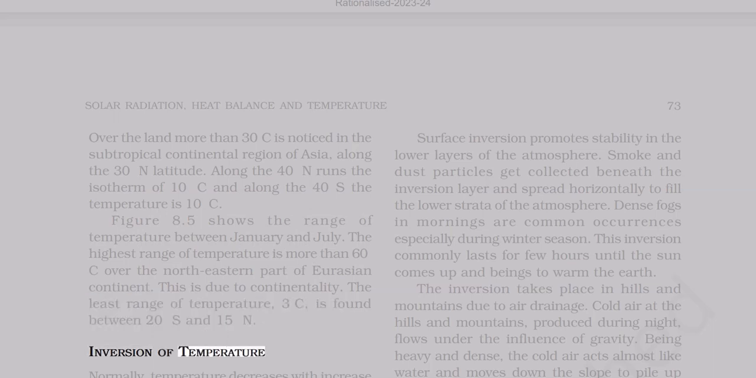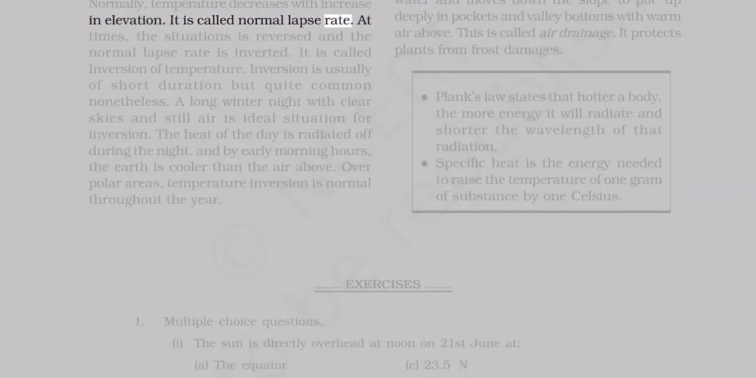Inversion of temperature. Normally, temperature decreases with increase in elevation. It is called normal lapse rate. At times, the situation is reversed and the normal lapse rate is inverted. It is called inversion of temperature. Inversion is usually of short duration, but quite common nonetheless. A long winter night with clear skies and still air is an ideal situation for inversion. The heat of the day is radiated off during the night, and by early morning hours, the Earth is cooler than the air above. Over polar areas, temperature inversion is normal throughout the year.